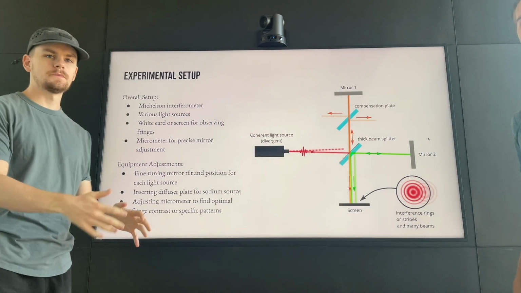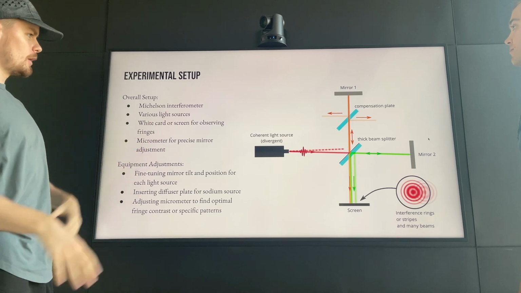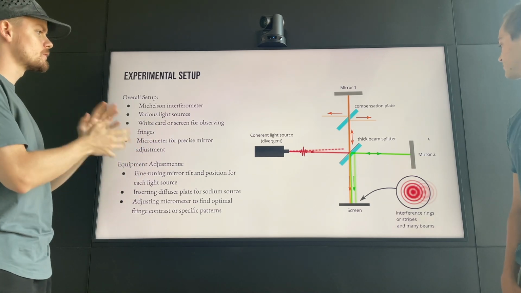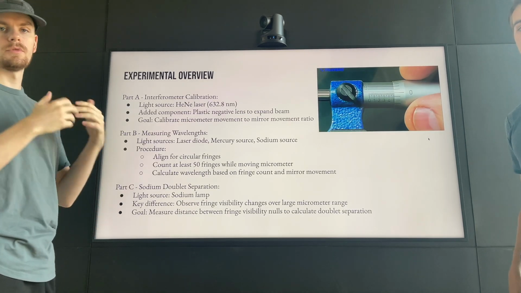Let's quickly go over our experimental setup. We're using, as the title would suggest, a Michelson interferometer to find the wavelength of 3 different sources, and we're doing that by observing their fringe patterns. So there are 3 parts to this experiment.